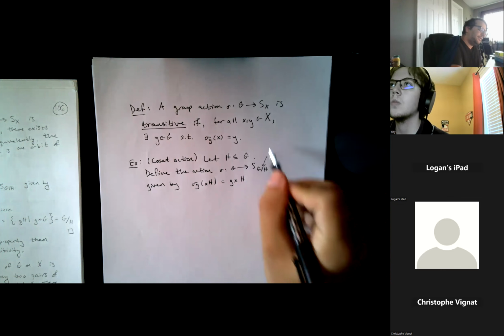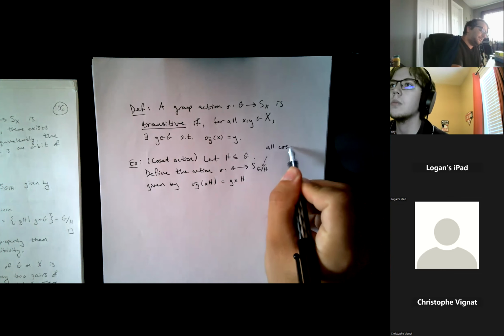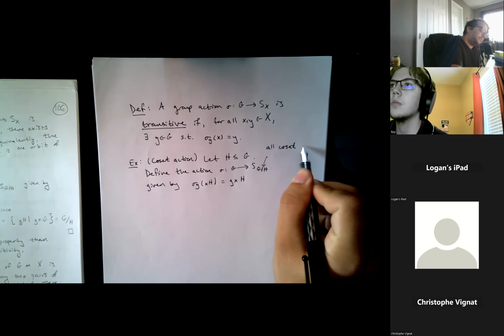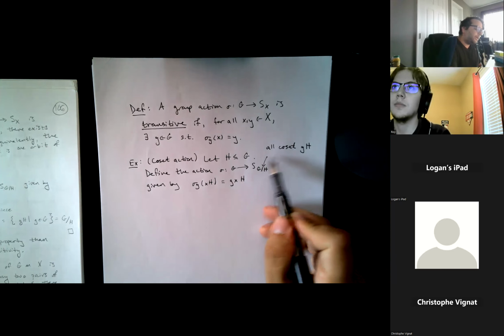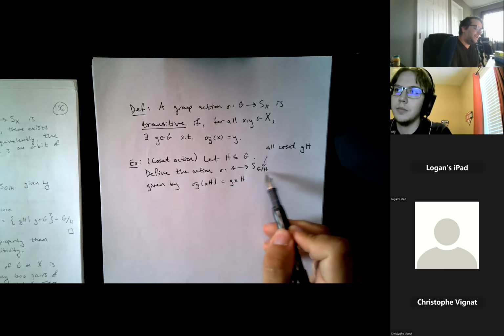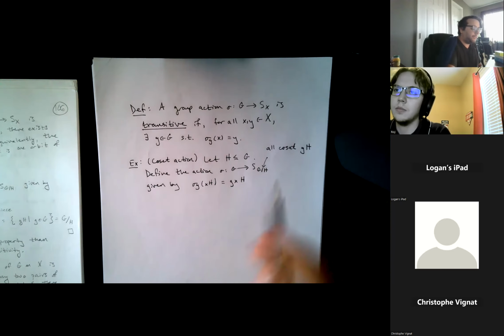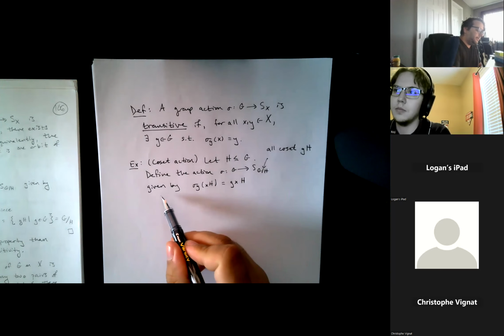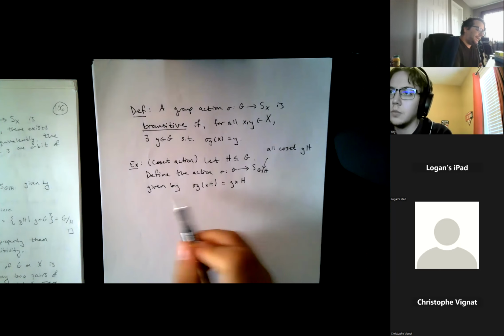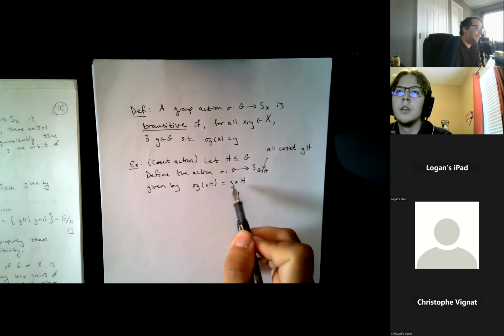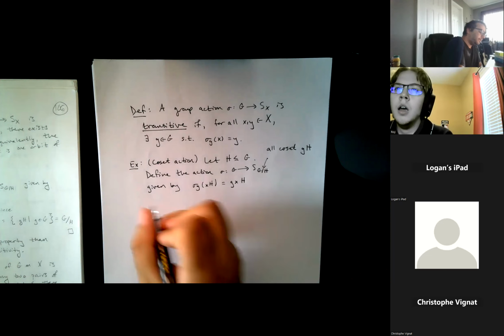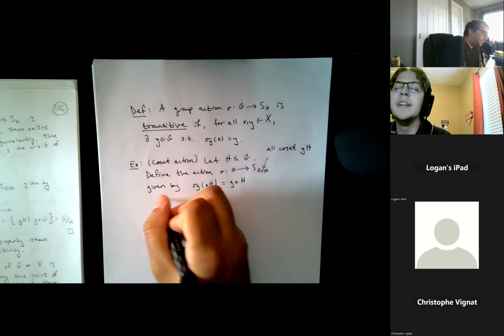That's what this is. This is all cosets gH. And we don't need this to be a group. This is only a group when H is normal, but we don't care. Okay, but we can still define this action on this set here, given by left multiplication. So this action is transitive.